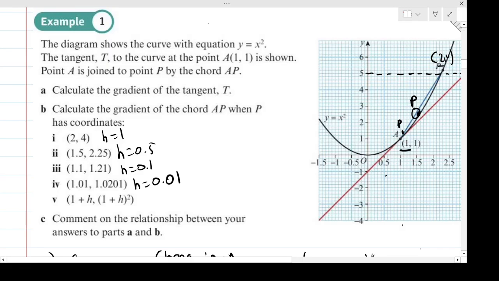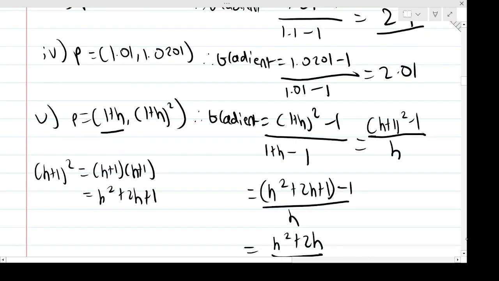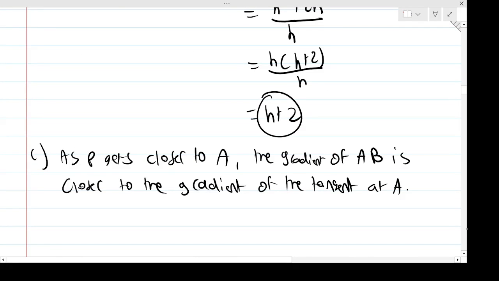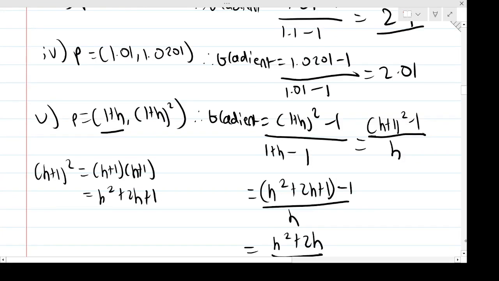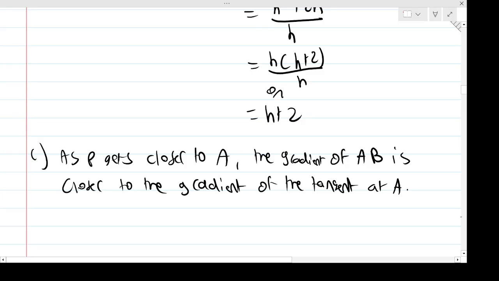And so what's happening is h is shrinking towards 0, to where P has basically reached A, right? When that happens, the gradient from A to P is basically matching the gradient of the tangent. And that makes sense, because when h is effectively 0, that term goes away, and I'm left with a gradient of 2, which is exactly the gradient of the tangent I got in part a. So the gradient should be 2, right? Because that's what I worked out in part a.